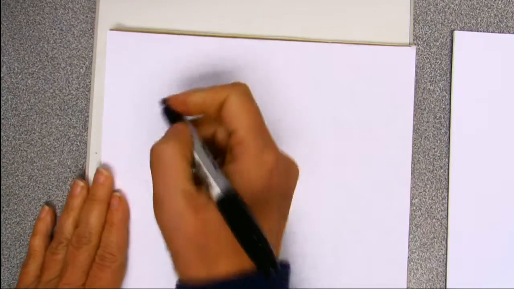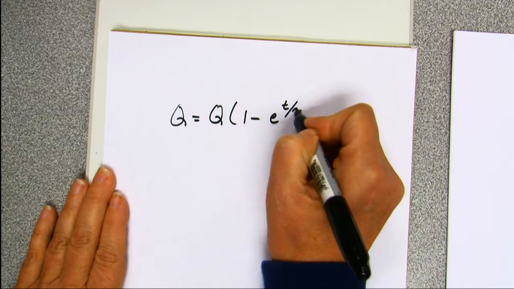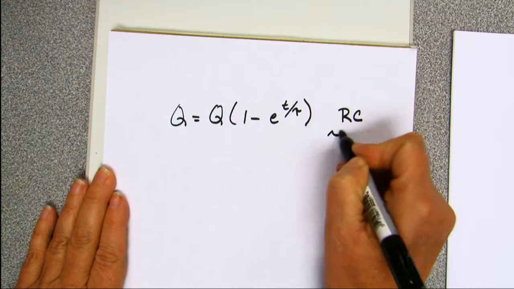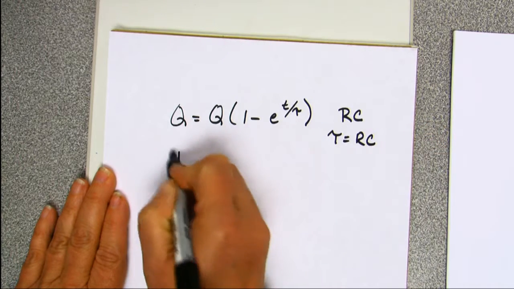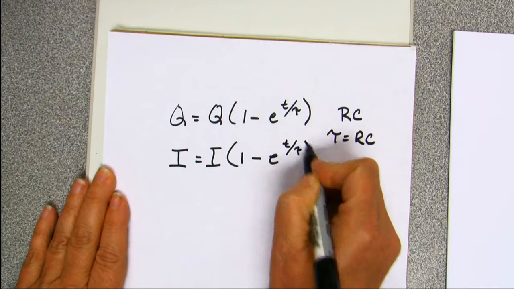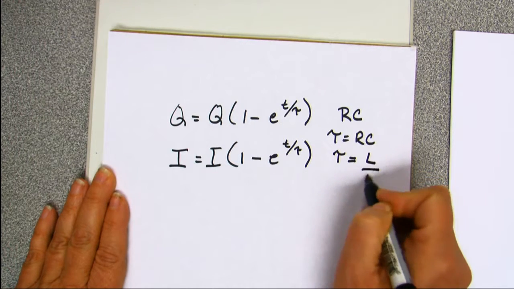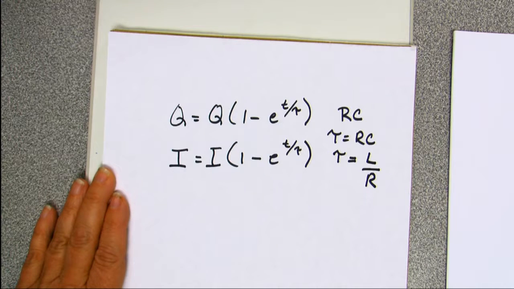So that gets us into where we are. Now we talked about inductors. I think I did this part for you, at least wrote it out, because we were bouncing back and forth. Q is equal to Q0 times 1 minus e to the minus t over tau. And this is for RC, and tau is equal to RC. Then we get current, and we get 1 minus e to the minus t over tau. And tau becomes L over R for inductors.